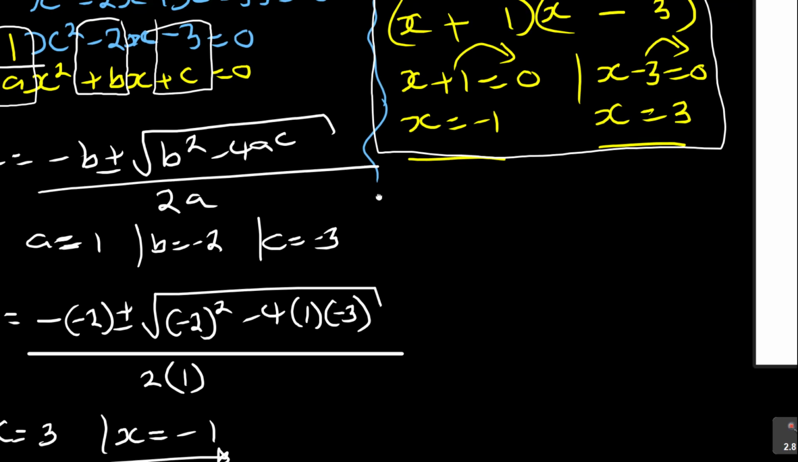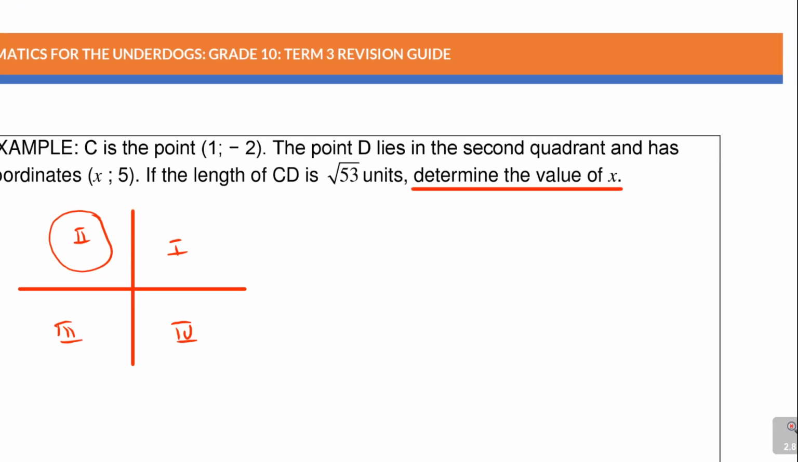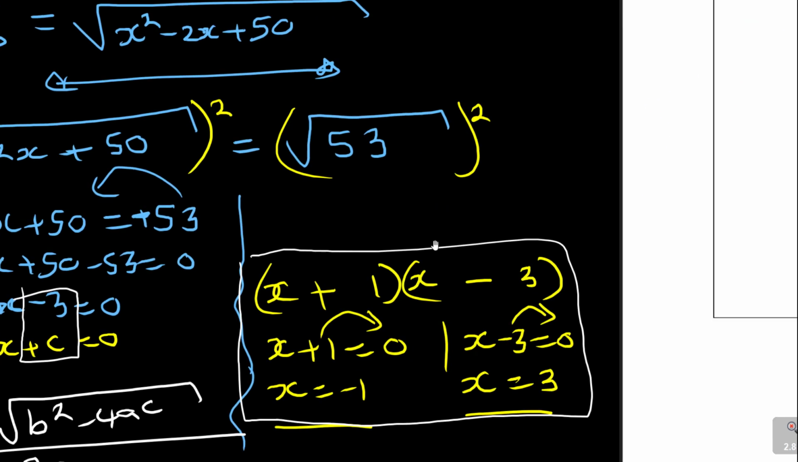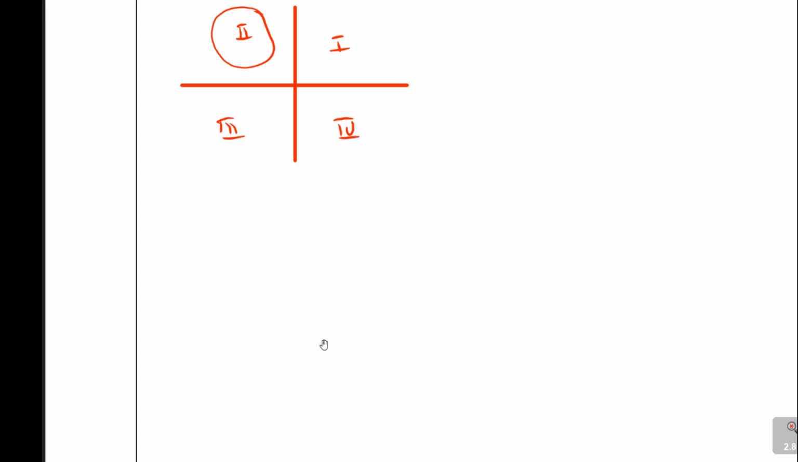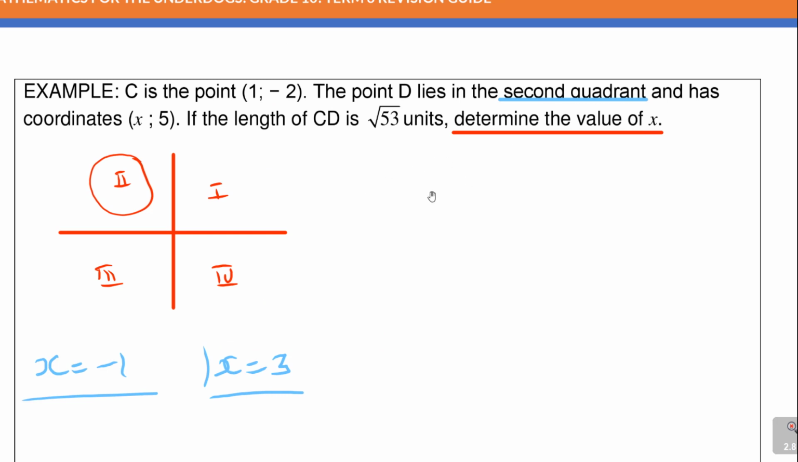Then we come and answer the question. What was the question saying? The question said the point D lies in the second quadrant. Second quadrant. So you ask yourself, in the second quadrant, I've got two values of x. X was equal to what? X is equal to minus 1 and 3. Let's write those values. X is equal to minus 1 or x is equal to 3. Now they never said values, they said value of x, which must be in the second quadrant.